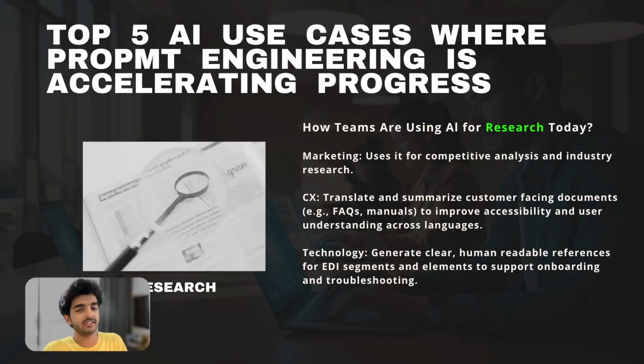Next up is research. There are a lot of teams using prompt engineering to accelerate research. For example, marketing teams are using it for competitive analysis, industry research, and customer experiences, and support teams are using it to translate and summarize customer content or any kind of documents, FAQs, manuals into multilingual capabilities in various languages, all to improve accessibility and user adoption across the world. Tech teams are using it to generate clear, human readable references and elements to support onboarding and troubleshooting.